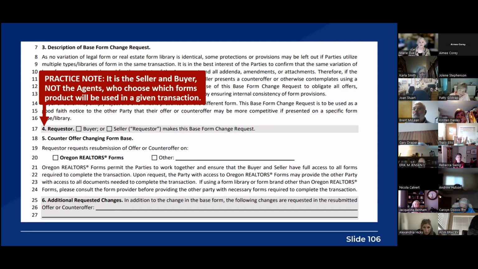As I got taught very early on by one of my mentors, Patty Gilstrap, they could be written on a bar napkin if need be, but we don't want you doing that. We want you to actually be using the set of forms. So the requester is saying that they want the counter offer to be on one or the other. Again, talk to the listing agent before you even write it, because what you don't want to do is be embarrassed because you're using a different set of forms.